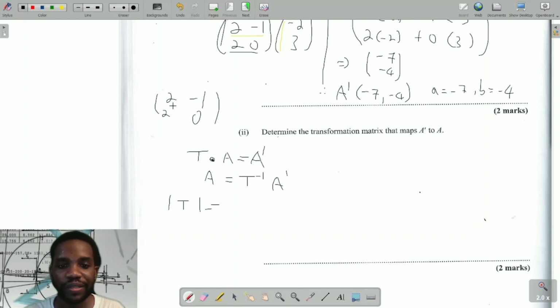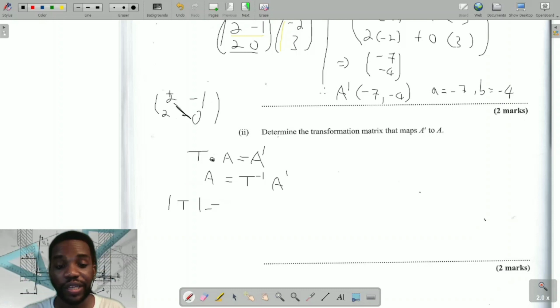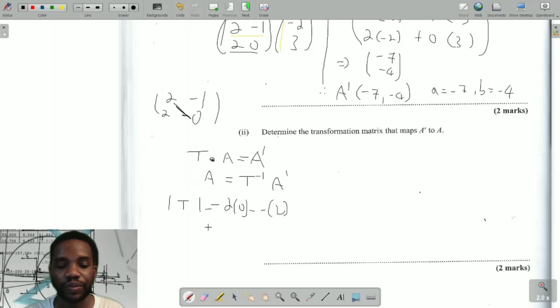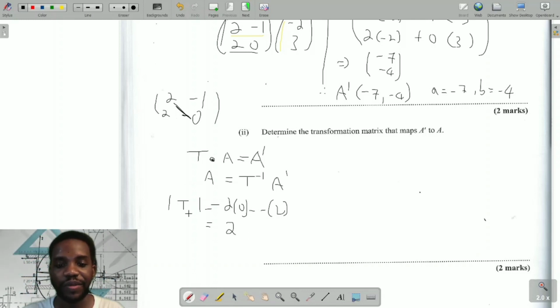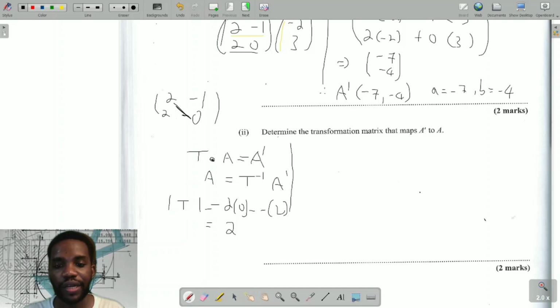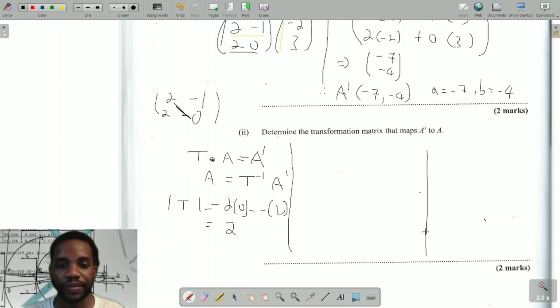So the determinant, you multiply the leading diagonal. You take the product of the leading diagonal, you take the product of the non-leading diagonal, and of course, you subtract them. So I'm going to have 2 times 0 minus -1 times 2. Now look what happens. 2 times 0 is 0. Minus times minus is there, which is going to give me a positive 2. So I have the determinant of t. Good so far. Let me just break this up into parts so it goes as quickly as possible.